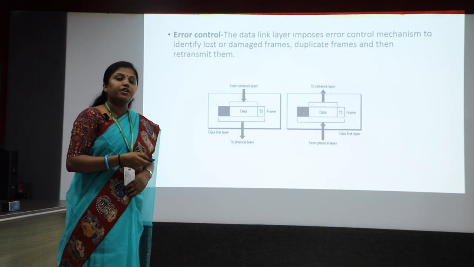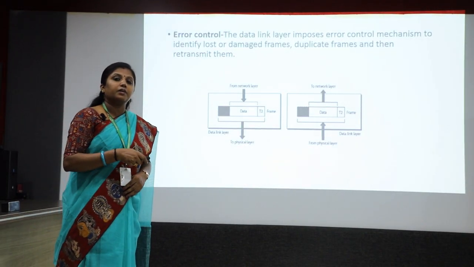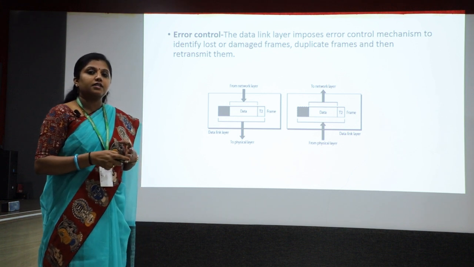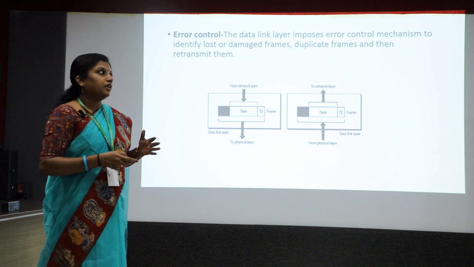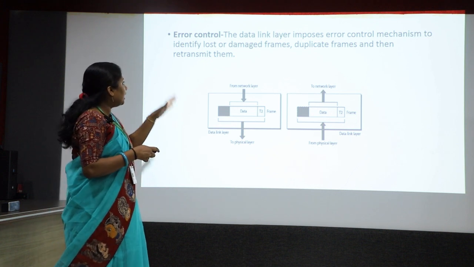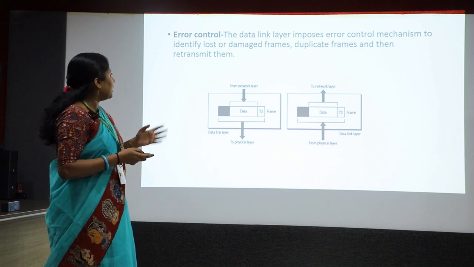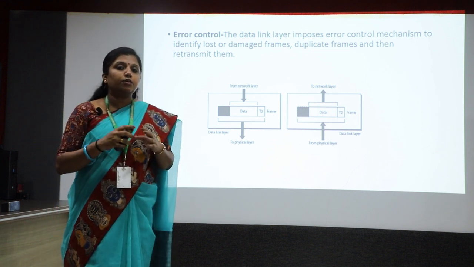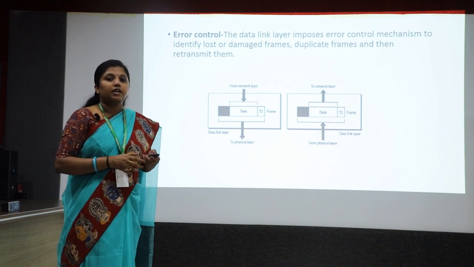The next important function of the data link layer is error control. In the error handling mechanism, various error handling mechanisms are provided by the data link layer. It can identify lost or damaged frames, it can duplicate frames, and then retransmit them. Flow control and error control are very important functionalities of the data link layer.